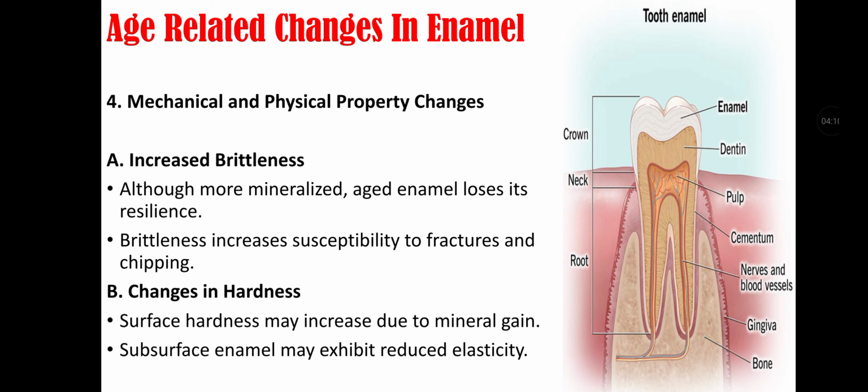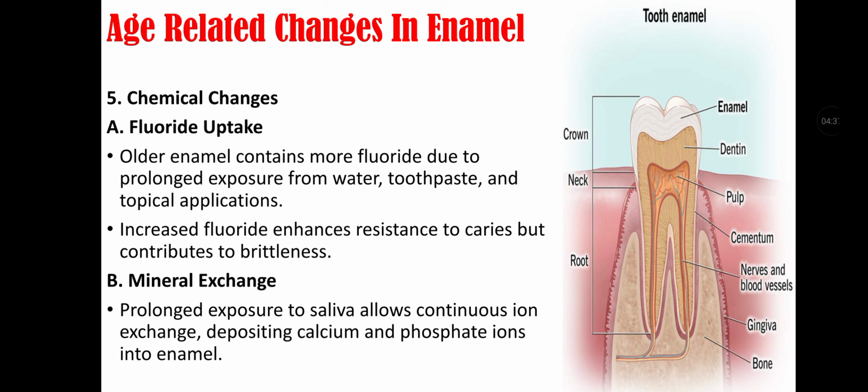The fourth age-related change is mechanical and physical property changes. They include increased brittleness and change in hardness. Increased brittleness: although more mineralized, aged enamel loses its resilience, and this causes brittleness that increases susceptibility to fracture and chipping. The second change is in hardness, as surface hardness may increase due to mineral gain, and subsurface enamel may exhibit reduced elasticity.